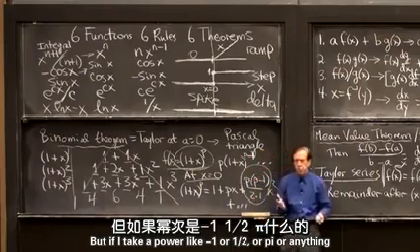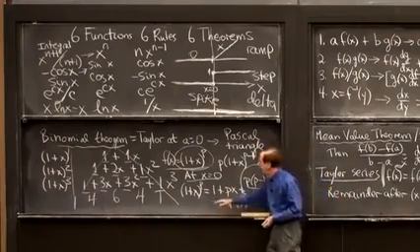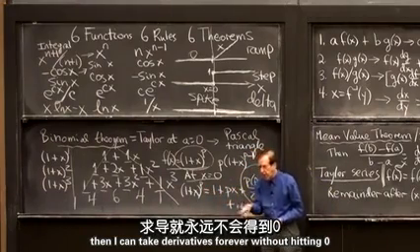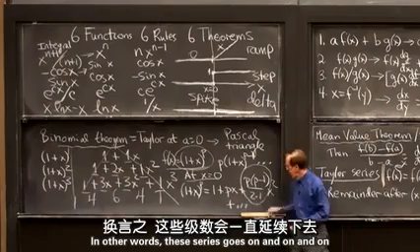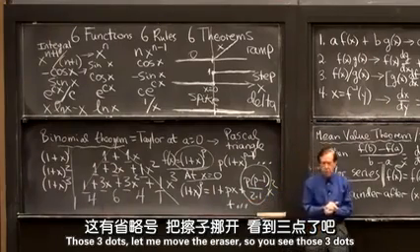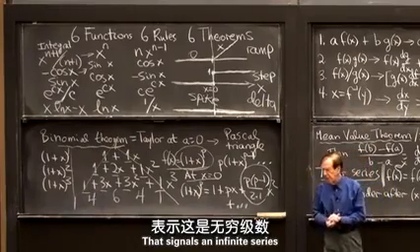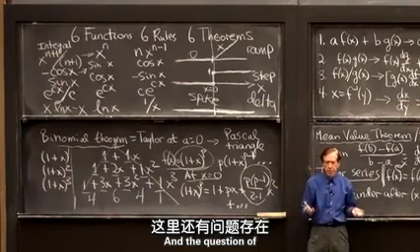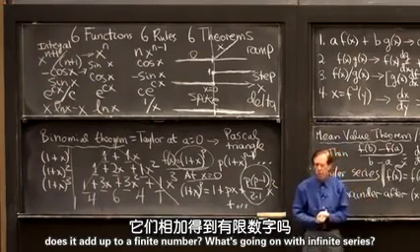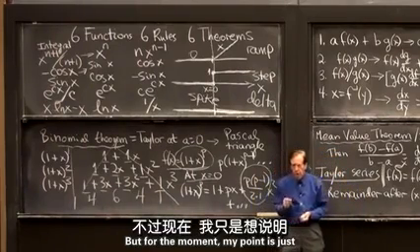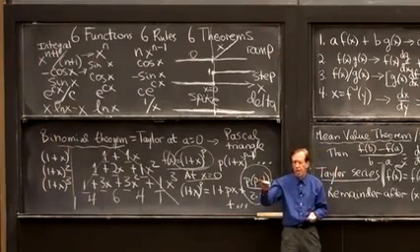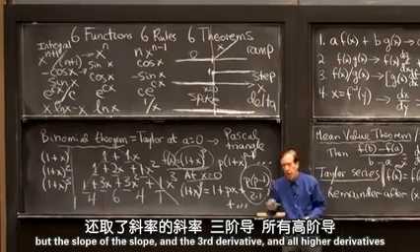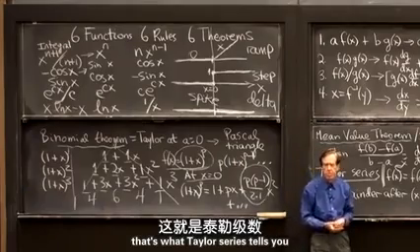But if I take a power like -1 or a half or pi or anything, then I can take derivatives forever without hitting 0. In other words, this series goes on and on and on. Those 3 dots, let me move that eraser so you see those 3 dots. That signals an infinite series, and the question of does it add up to a finite number, what's going on with infinite series. But for the moment, my point is just, this is what calculus can do if you not only take that slope, but the slope of the slope and the third derivative and all higher derivatives. That's what Taylor series tells you.